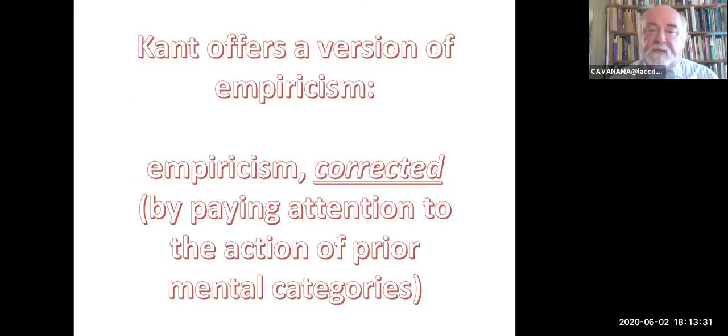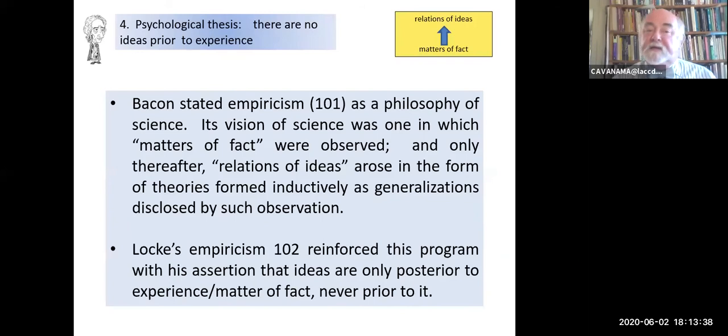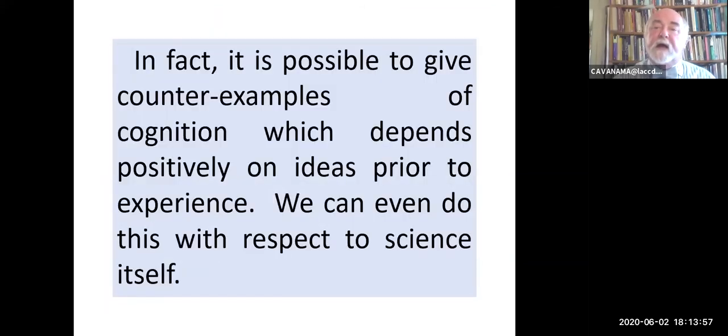So Kant offers a version of empiricism. It's empiricism corrected by paying attention to the action of prior mental categories. Bacon stated empiricism 101 as the philosophy of science. Its vision of science was one in which matters of fact were observed and only thereafter relations of ideas arose. Locke's empiricism 102 reinforced this program with his assertion that ideas are only posterior to experience or to matters of fact that were prior to it. It's possible, however, to give counterexamples of cognition which depends positively on ideas prior to experience.